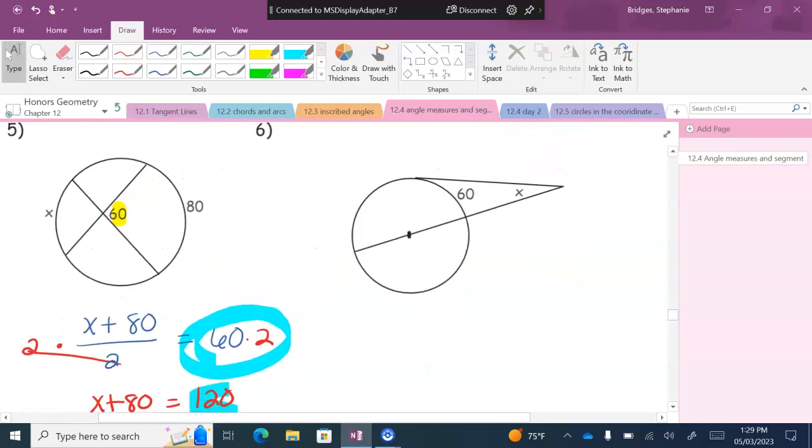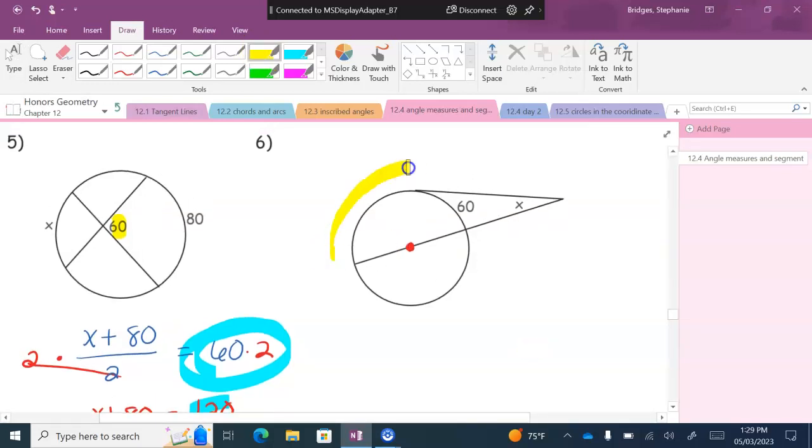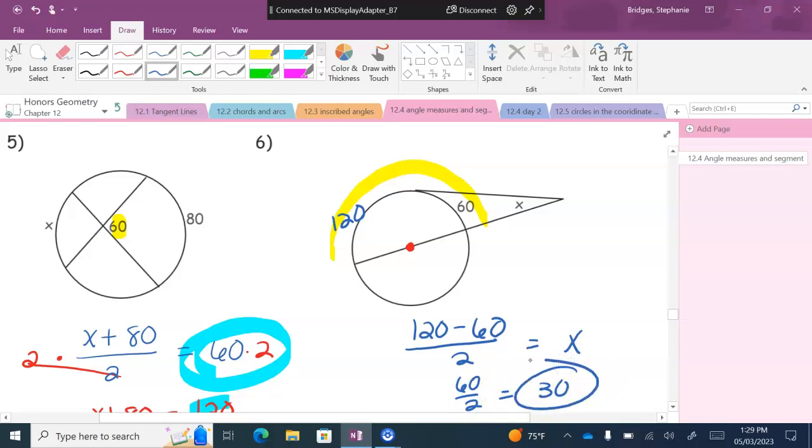Right. Okay, now what marking in this picture for number 6 is important? How do you know it's the diameter? Because it goes through my center. My center is marked. Okay, so that means at the top, all of this is how much? 180. So that first part is going to be 120. And so then we would just say 120 plus or minus? Minus 60 divided by 2 equals x. And so that's going to give me... Is everybody okay with that?